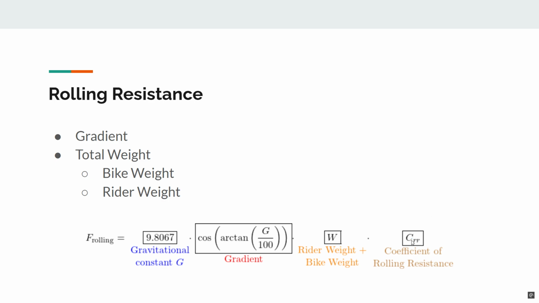And usually to find this coefficient we need to know which bike tire we're using. There are websites where you can find this coefficient, and it's usually very, very low, but once you find your coefficient, it's always that, so you don't have to worry about it.